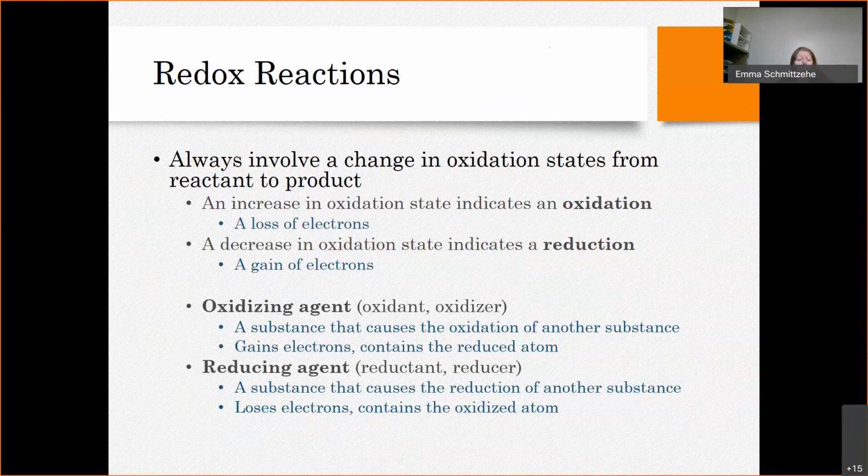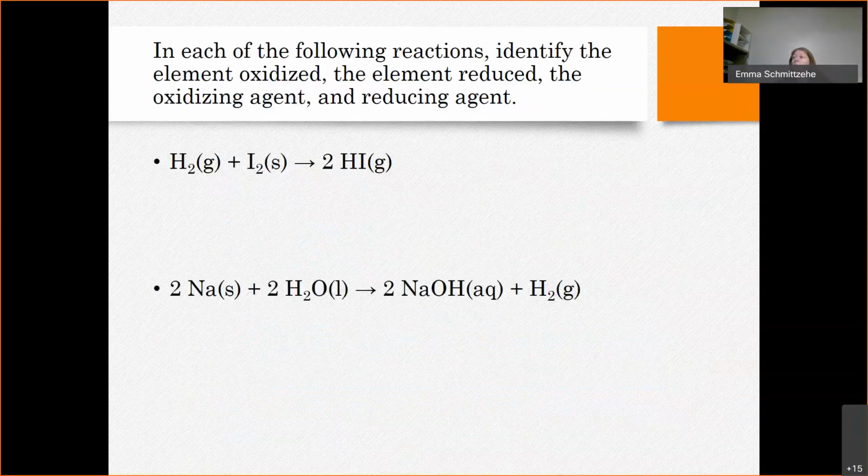It's really important that you understand the difference and you can apply those terms properly. So let's look at some reactions. Now, these reactions are redox reactions, and I want you to identify what's oxidized, what's reduced, and what's the oxidizing agent, and what's the reducing agent.